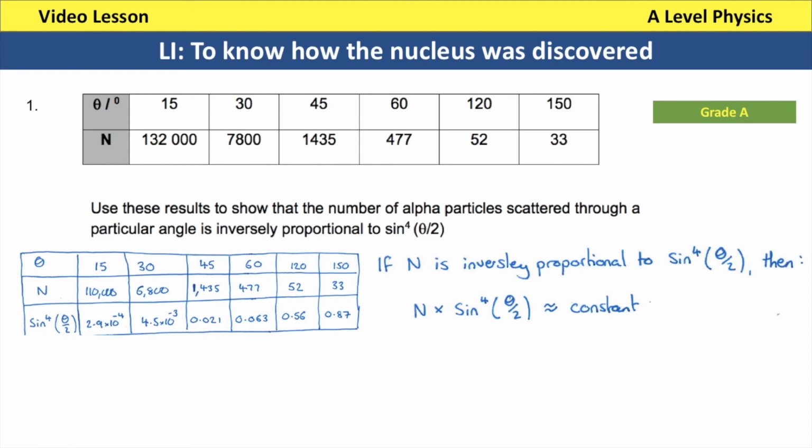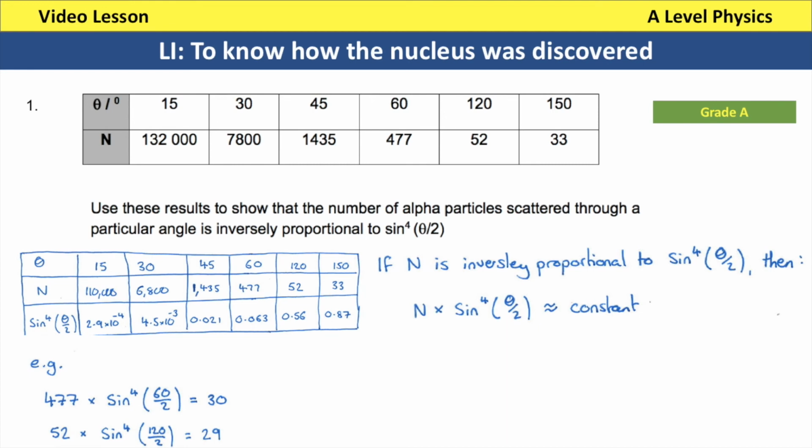We then need to pick different pairs of values to check that they multiply to give a constant value. It doesn't matter which one you pick, but I'm just going to pick 477 and 0.063, which we would find multiply together to give a value of 30. So that's the constant that I've established.